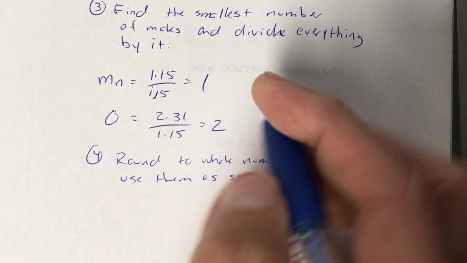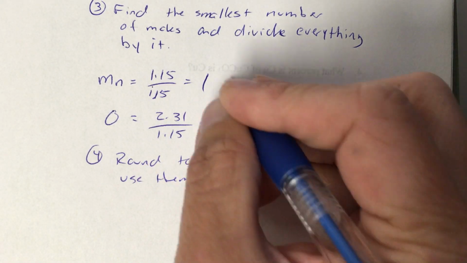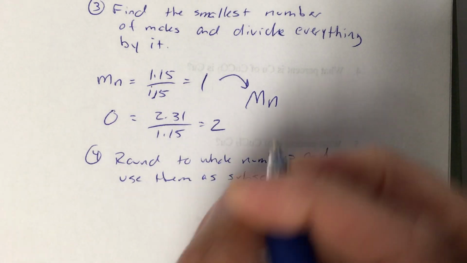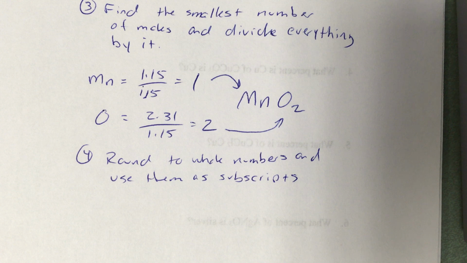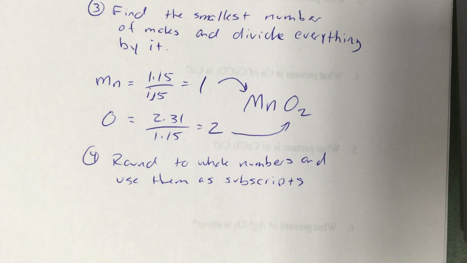So the subscript for my manganese is 1, so just Mn. And the subscript for my oxygen is going to be 2. MnO2 would be the empirical formula.